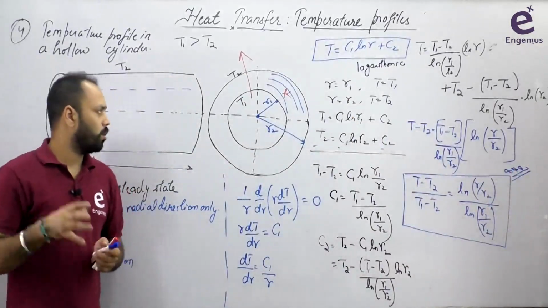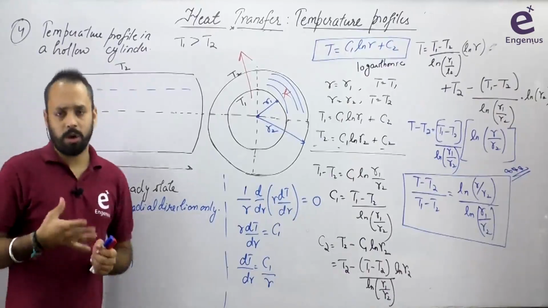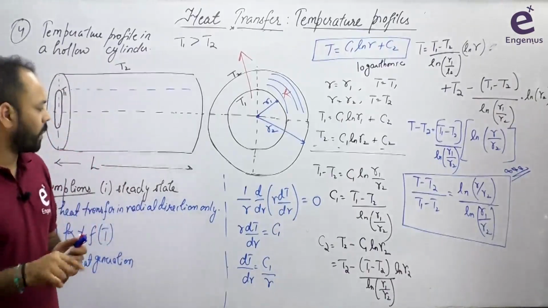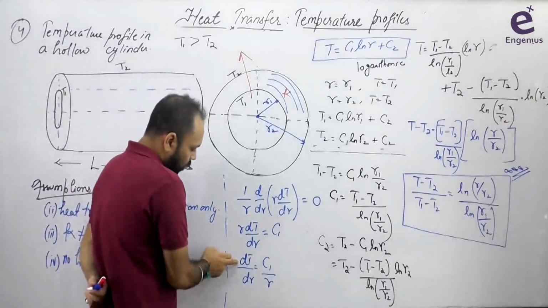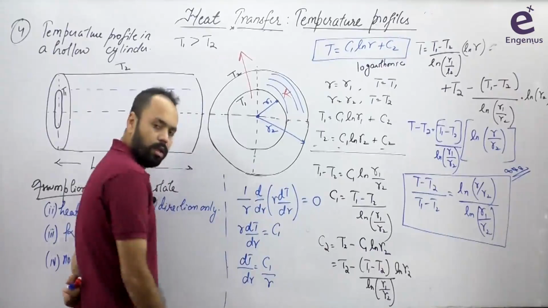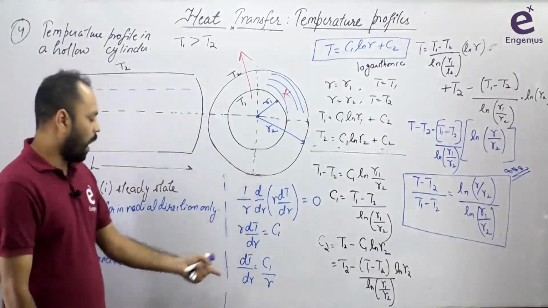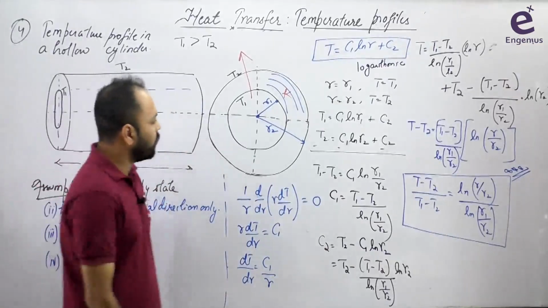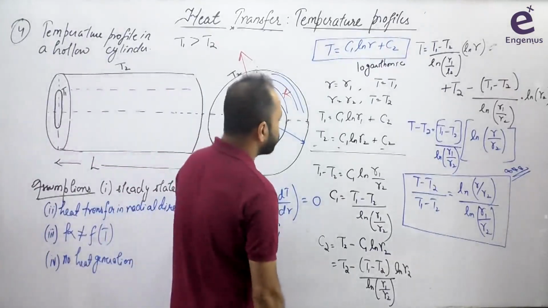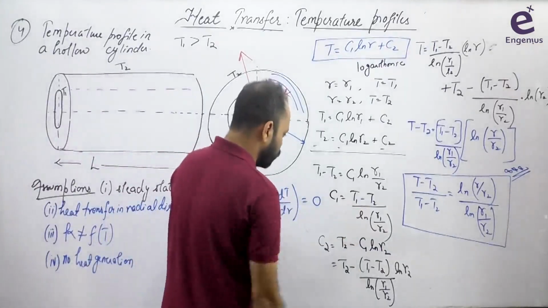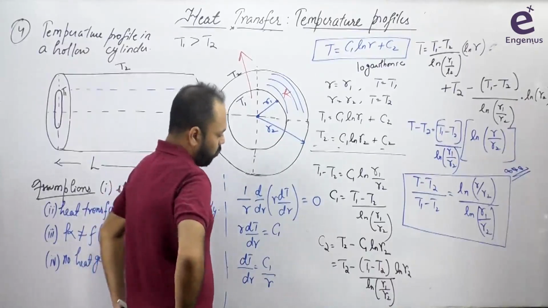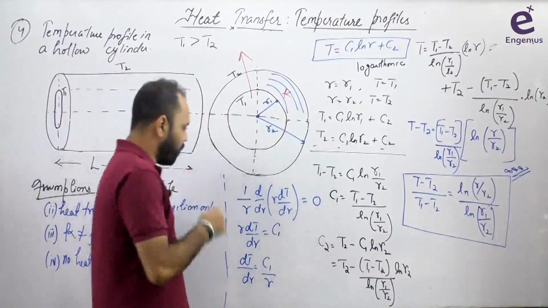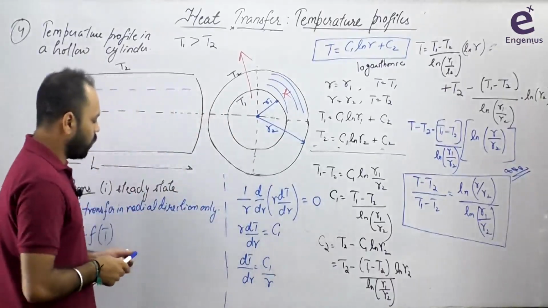The equation, this temperature profile, is logarithmic in nature. Now let's talk about Q and dt by dr. Yes, dt by dr is C1 by R, right? Means as R increases, and what is C1? C1 is T1 minus T2 by log of R1 by R2, right? So yeah, log of R1 by R2, fine.